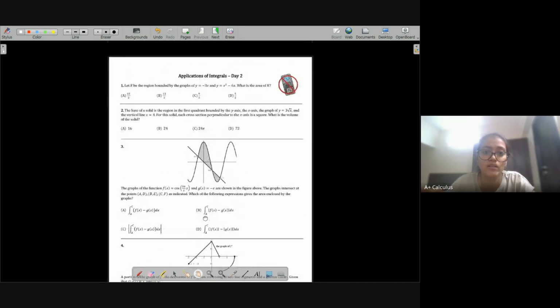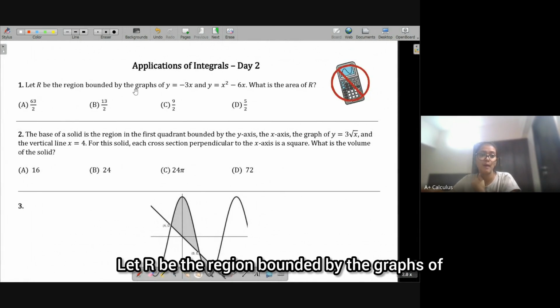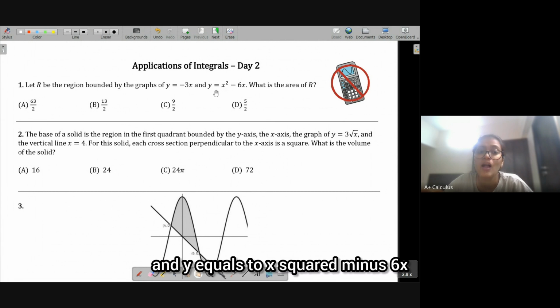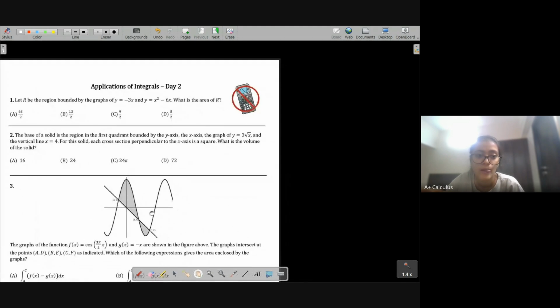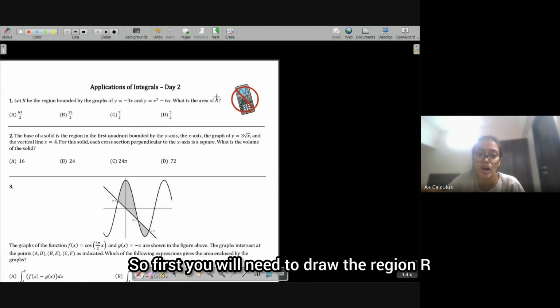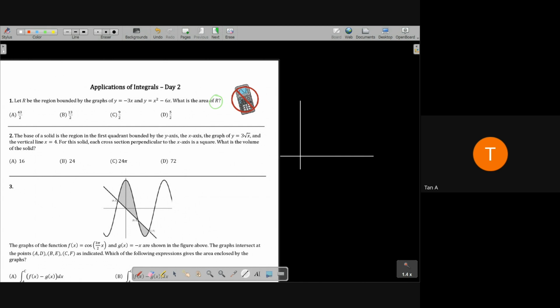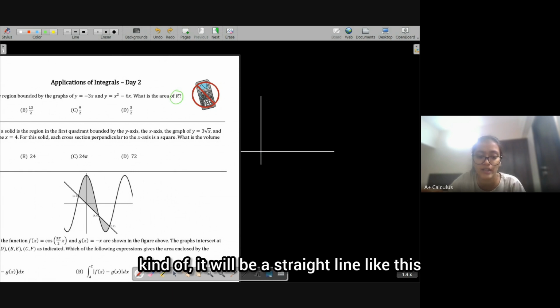Okay, see number 1. These are the kind of questions that you can expect. Let R be the region bounded by the graphs of y equals minus 3x and y equals x square minus 6x. What is the area of R? First you will need to draw the region R before you can set up your integral. So the line y equals minus 3x will be a straight line like this.